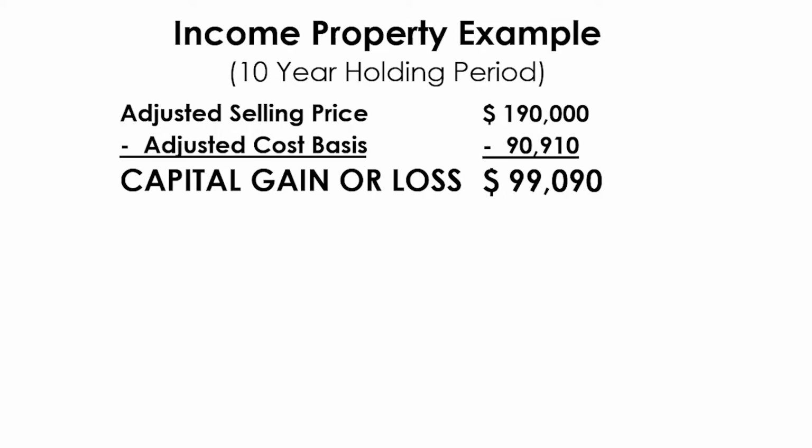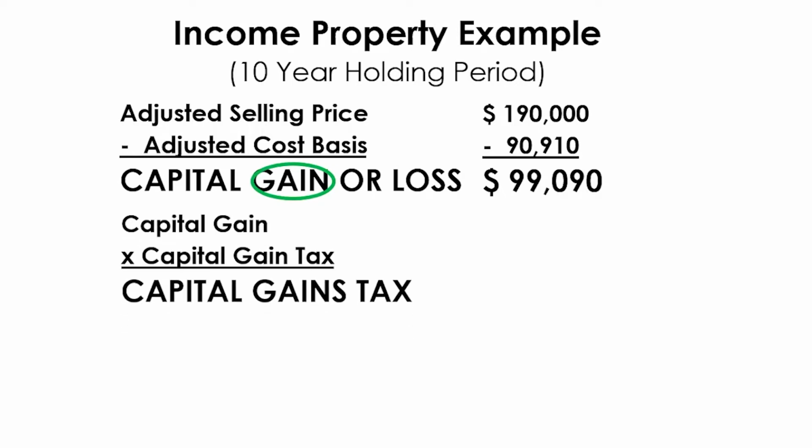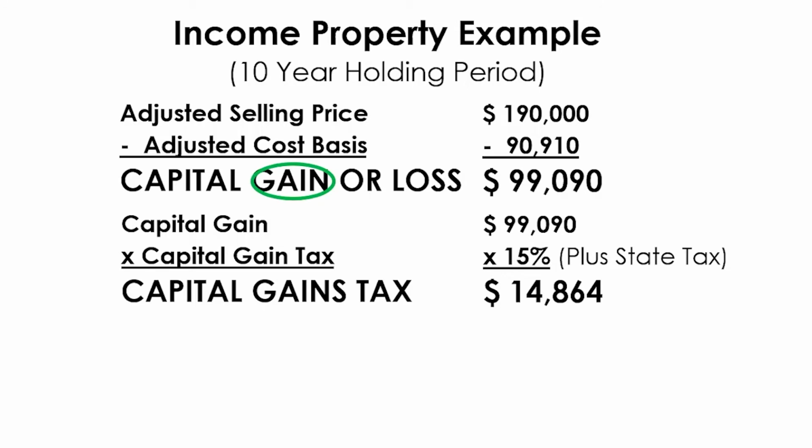So this is how much you would end up having to pay capital gains taxes on to the IRS, Internal Revenue Service. And that, of course, is a gain. Now, the capital gain, you would take that and multiply it by the capital gain tax. And that tax varies. For example, here is that $99,090. You would multiply that by 15% for the IRS. And that could be more than that. As a matter of fact, there are some proposals that even want it to be as high as over 39%. So 15 is actually not that bad of a deal.